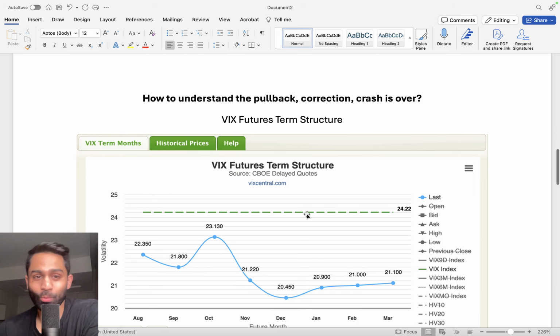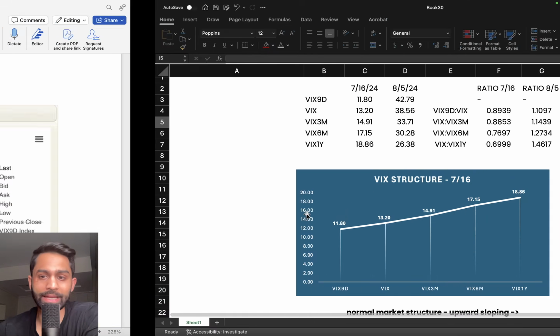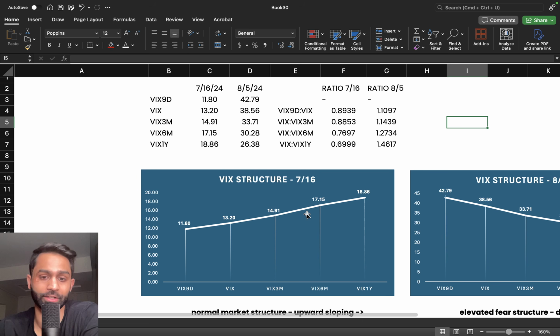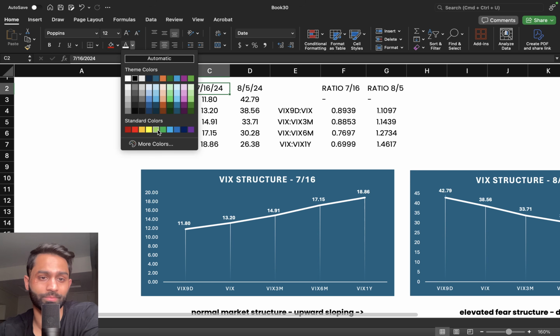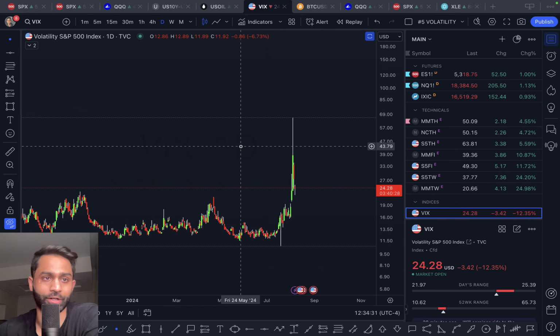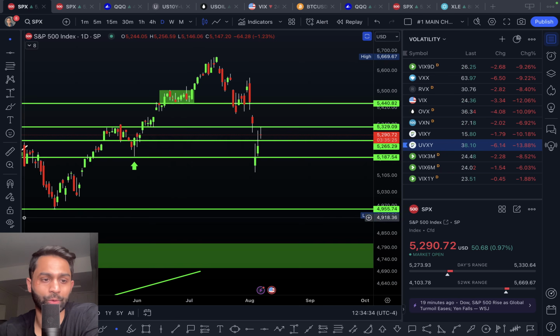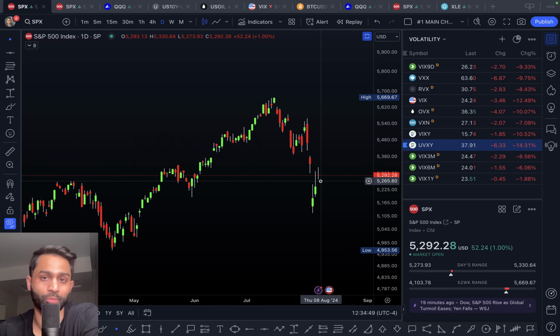So now we come over to how to understand pullbacks, corrections, and crashes. And for that, I've also got another spreadsheet here that I'm going to break down. What I've really done here is I've essentially taken into account the all-time highs for the market. So back on July 16th, we were at an all-time high for the S&P 500. If you come back over to SPX, you'll notice that we pretty much were at all-time highs on this candle on July 16th. So I've taken into account the VIX values at that moment in time. And then I've also accounted for the VIX values on Monday, August 5th. So those are the two comparisons that we're doing in this video to help you better understand.